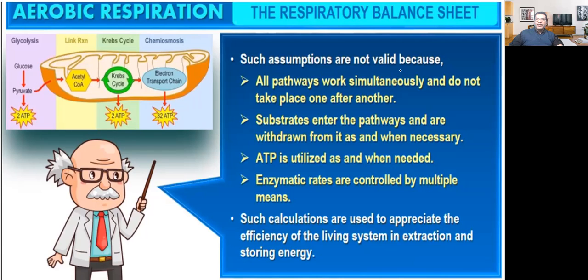Such assumptions are not valid because all pathways work simultaneously and do not take place one after another. Substrates enter the pathway and are withdrawn from it as and when necessary. ATP is utilized as and when needed. Enzymatic rates are controlled by multiple means. Such calculations are used to appreciate the efficiency of living systems in extracting and storing energy.